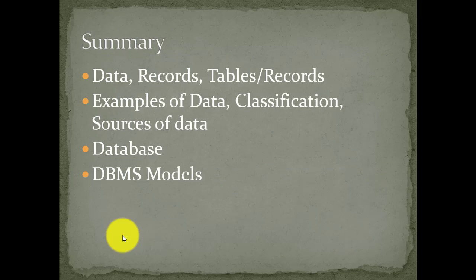So quickly summarizing what we have studied right now: it is about data, its records, tables, examples of data, the classification of data, the different sources of data, and what exactly databases are. We have seen the definition of databases, and then we have seen three DBMS models, which are nothing but hierarchical, relational, and network kinds of models. So with this, we will stop today.